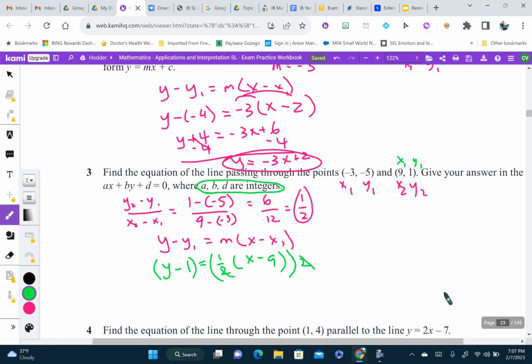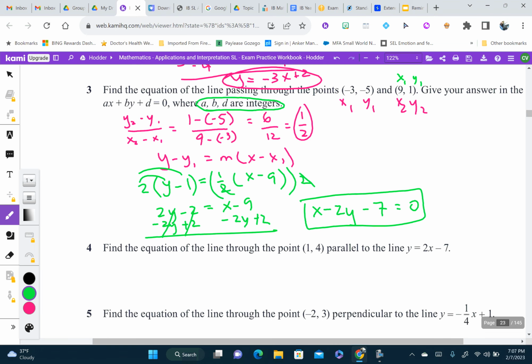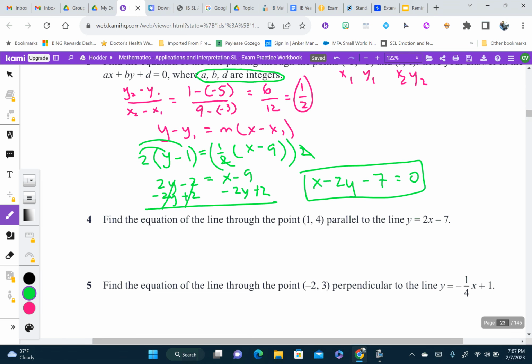If I multiply the right side by 2, I have to multiply the left side by 2 as well. Distribute, so I have 2y minus 2 is equal to x minus 9. And then I have to get it equal to 0, put everything on one side. So I want to keep that x positive. So I do minus 2y plus 2, minus 2y plus 2. Cancels out. So I'm left with x minus 2y, negative 9 plus 2 is negative 7, is equal to 0. So I put it in the format that they want, a, b, d. Oh, I mean d.